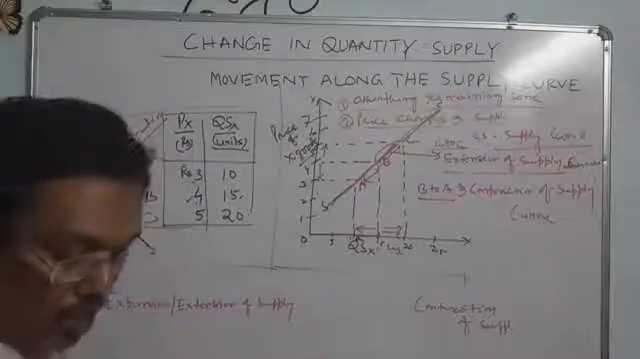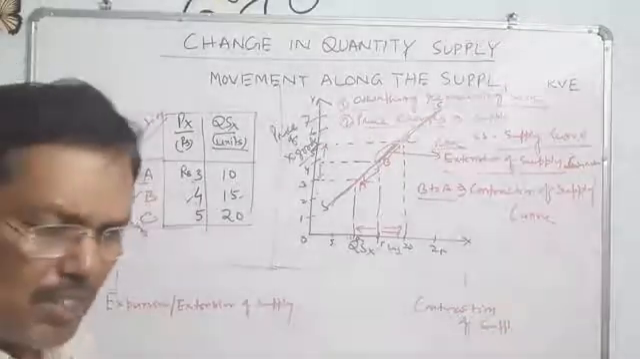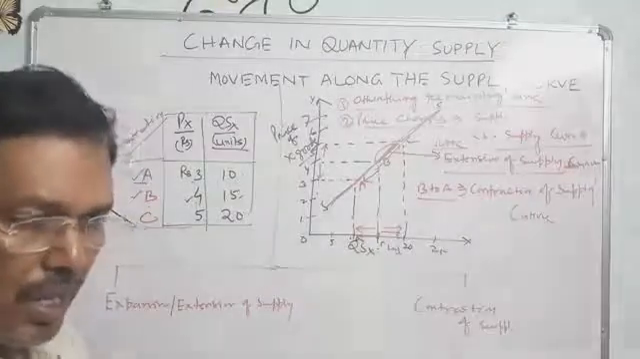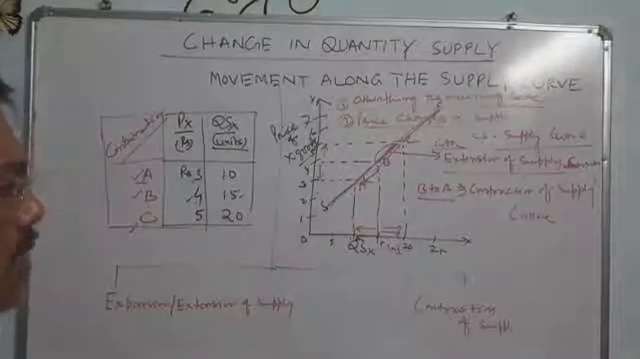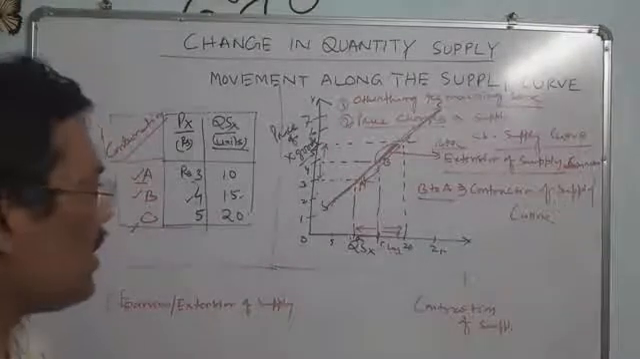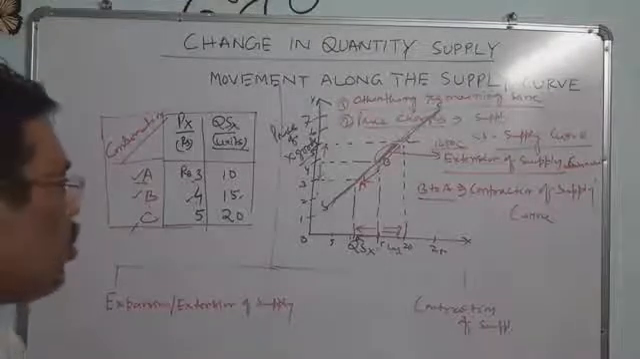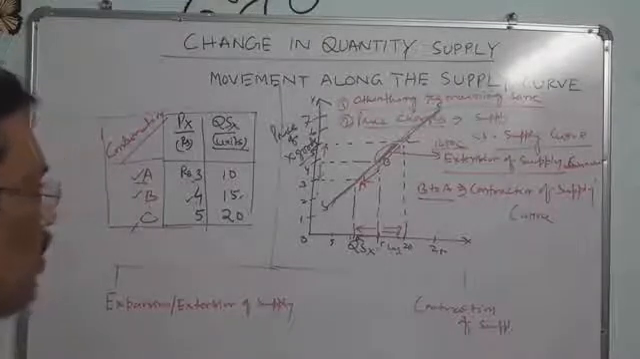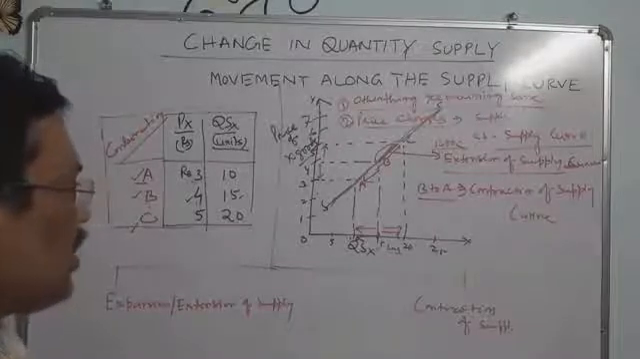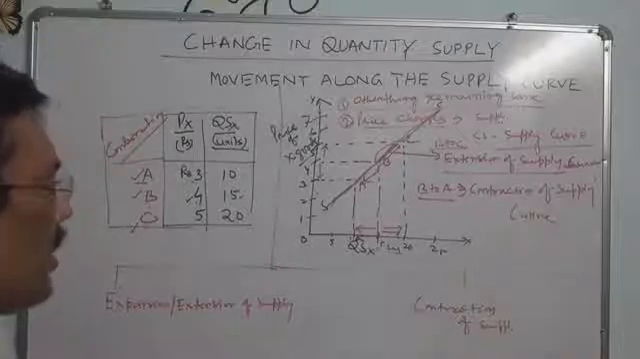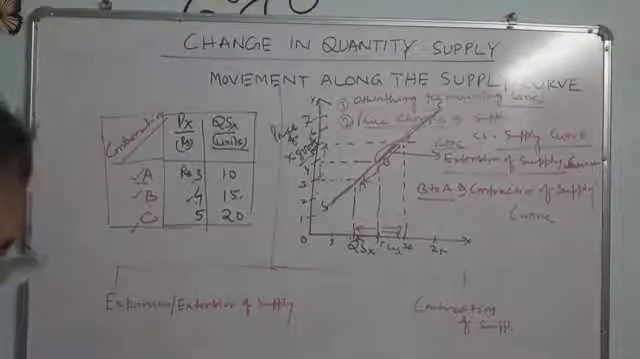Similarly, contraction of supply occurs when the price decreases and quantity of supply also decreases. Due to a decrease in price, supply decreases, that is called the contraction of supply. Here the price decreases from 4 rupees to 3 rupees, quantity of supply decreases from 15 units to 10 units. That fall from 15 to 10 units is the contraction of supply, and the downward movement from B to A is called the contraction of supply.